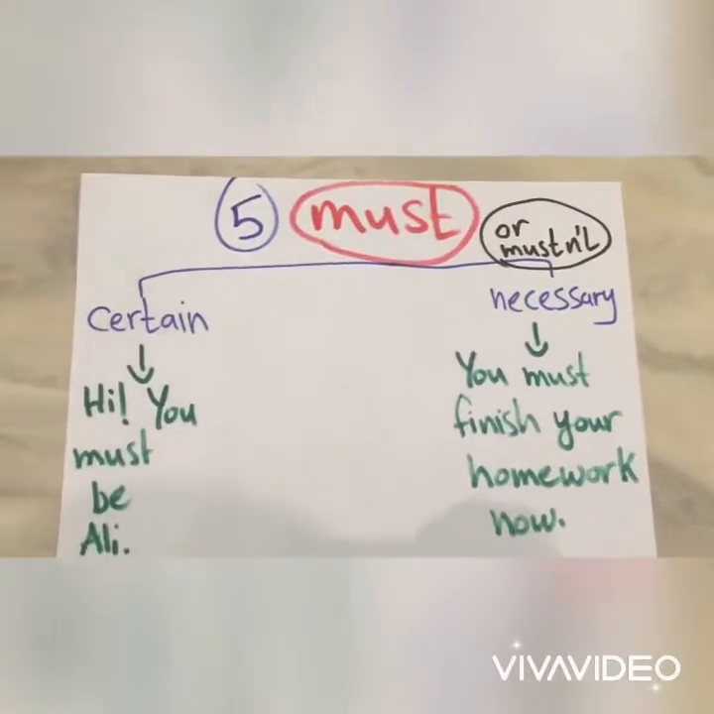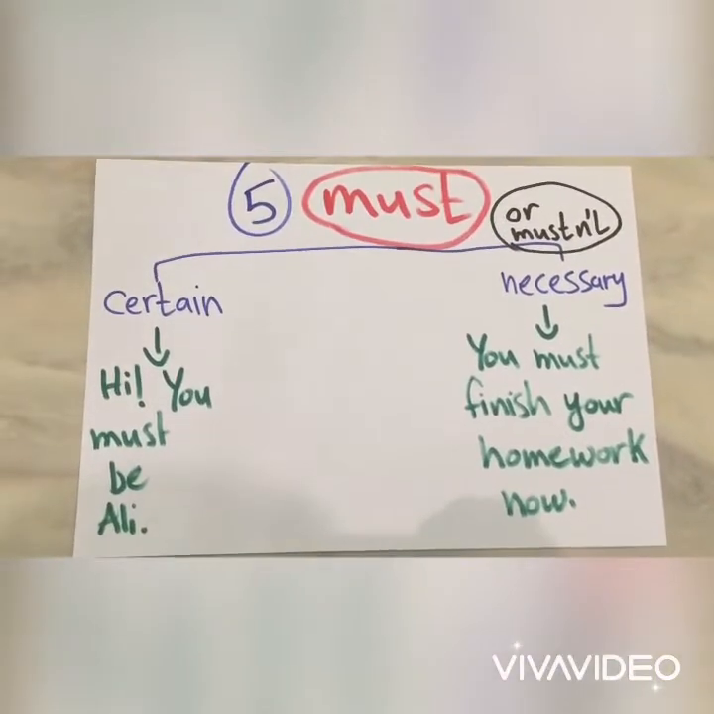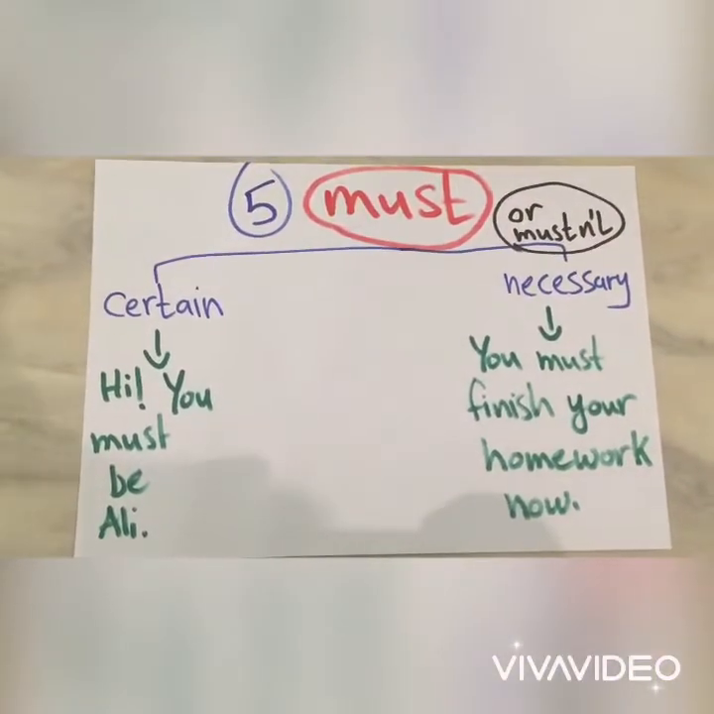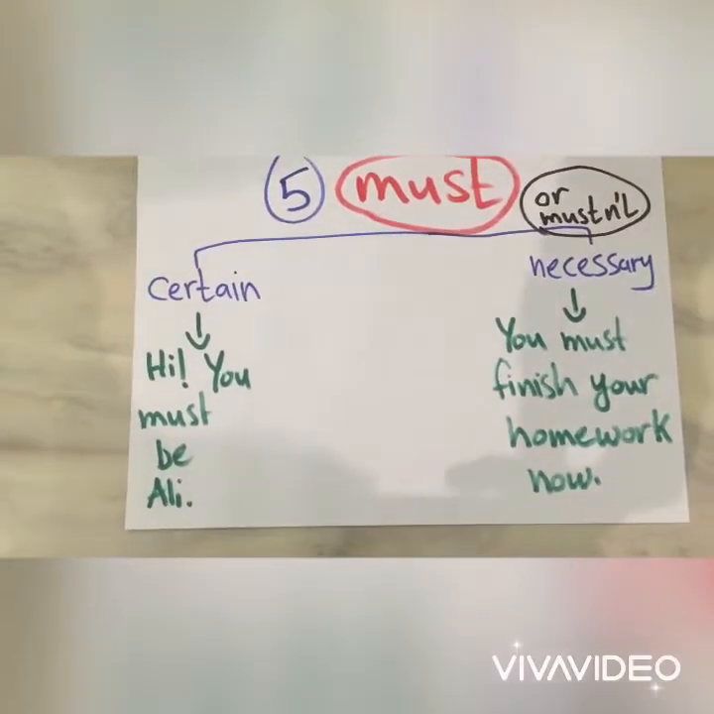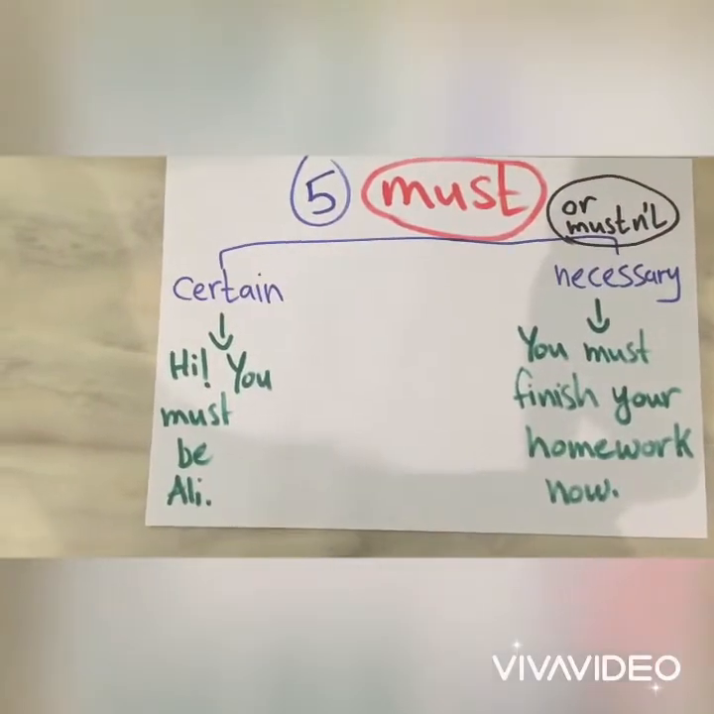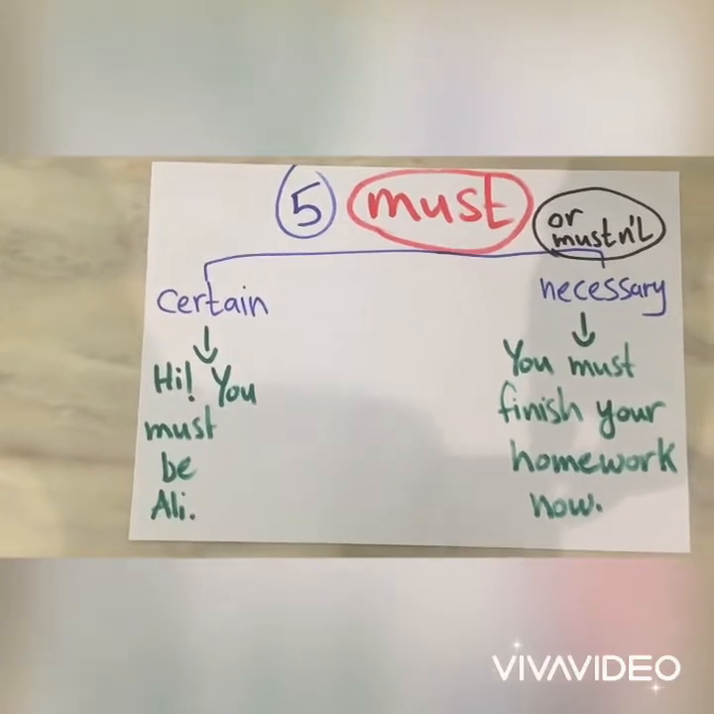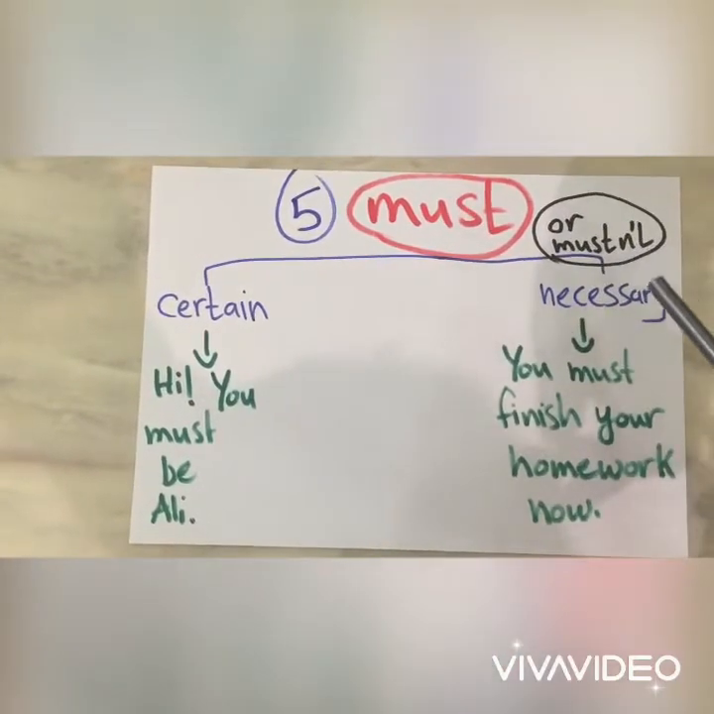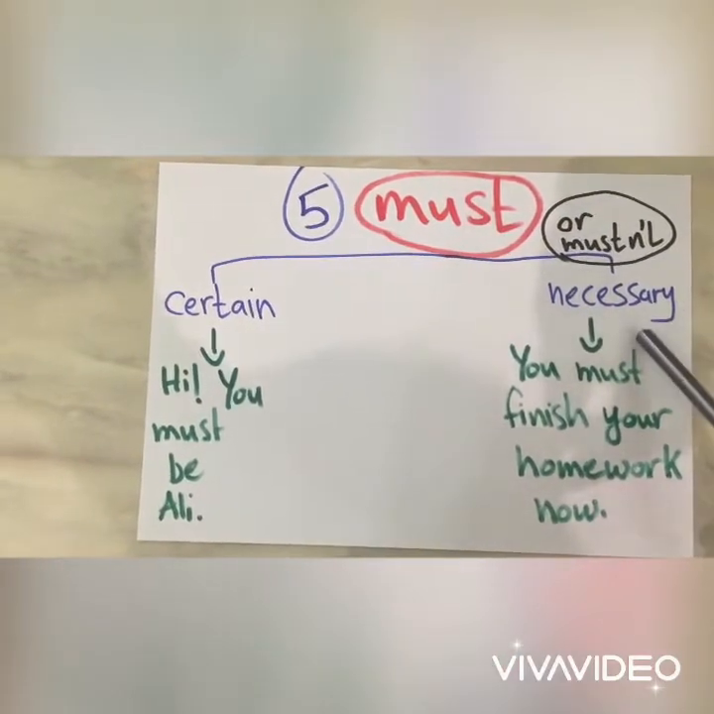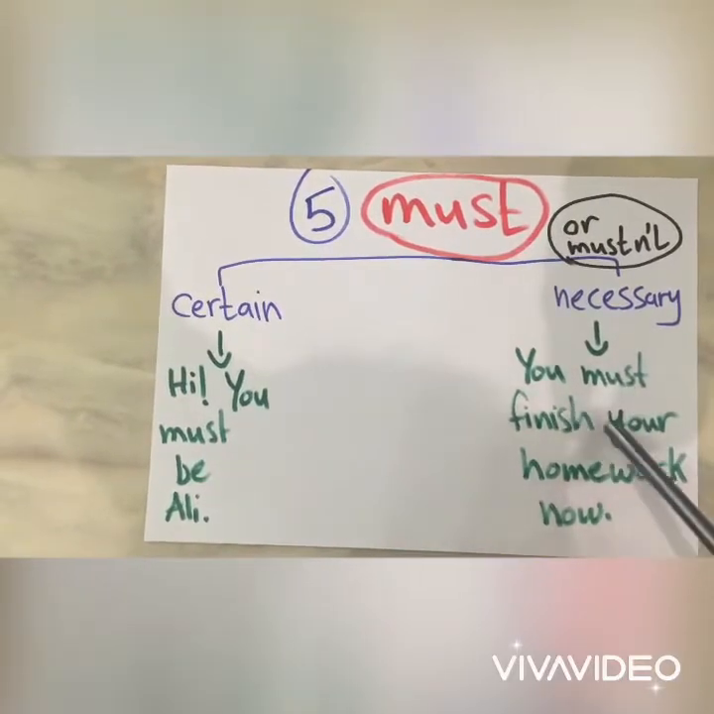Our fifth modal is must, and the two uses of it are, when we're certain of something, we say, hi, you must be Ali. Second use for must or mustn't is when something is necessary to be done. You must finish your homework now.